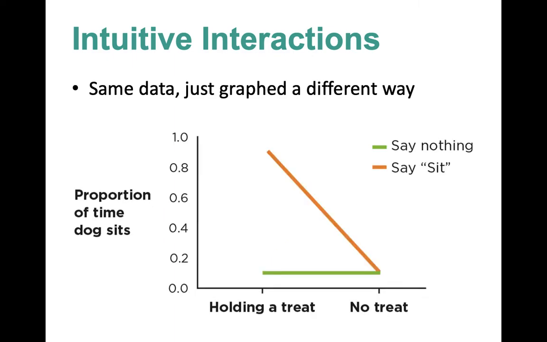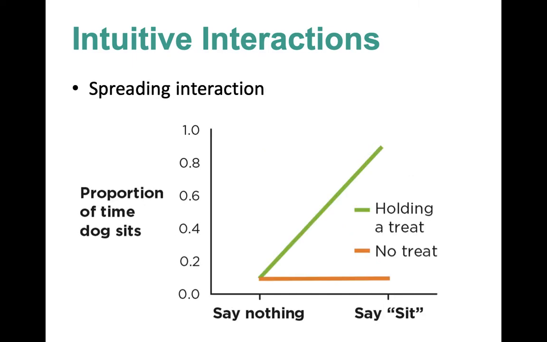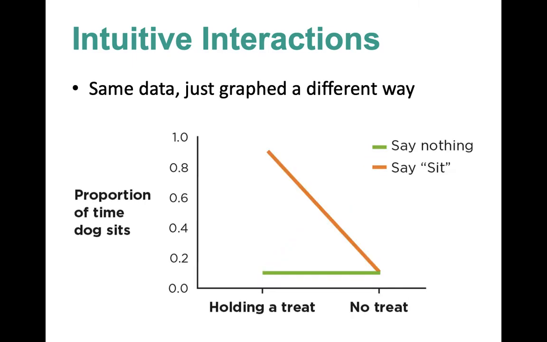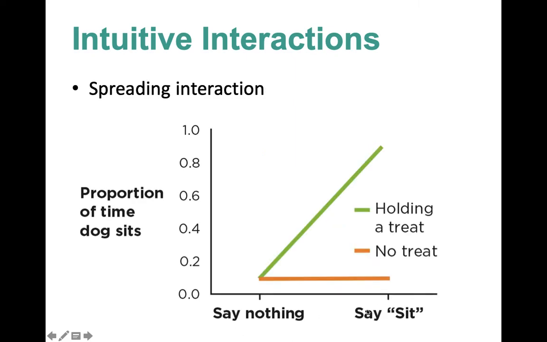This is just to show that you can take that same data and graph it in a slightly different way. Previously the lines were whether or not you're holding a treat. Here the lines represent what you say, either saying nothing or saying sit. You'll notice it's the exact same effect, the exact same pattern of data, just graphed differently. Here the two different categories are holding a treat versus not. Previously it was say nothing versus say sit.